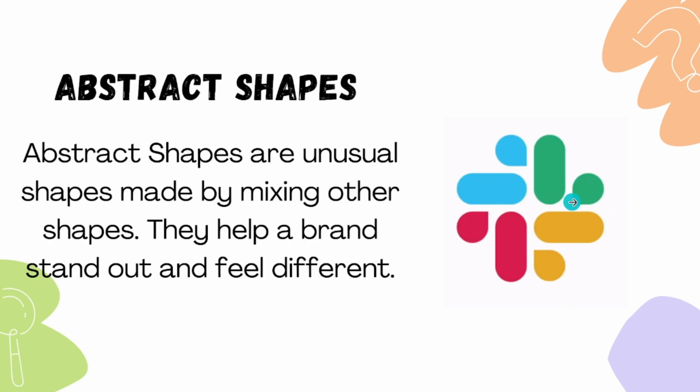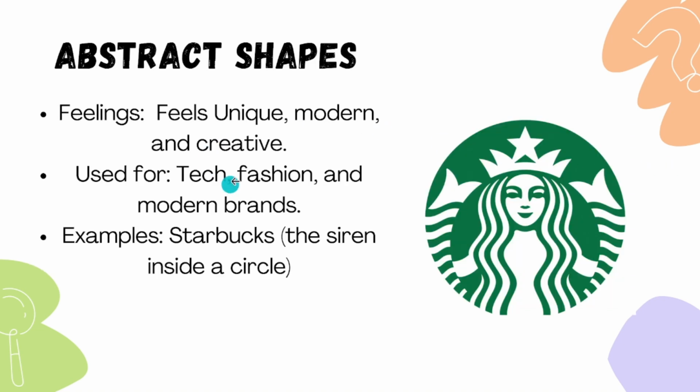The next shape we have is abstract shapes. Abstract shapes are usually shapes made by mixing other shapes. They help a brand stand out and feel different. So abstract shapes are just different shapes, right, that are put together to form a design or a logo. How does it make us feel? It makes us feel unique, modern, and creative.